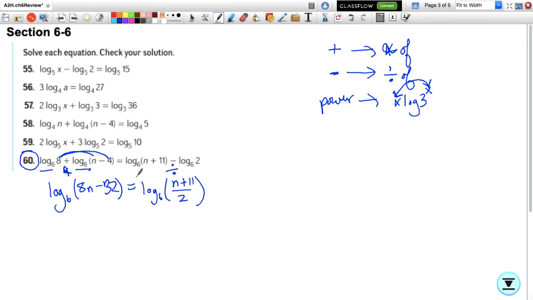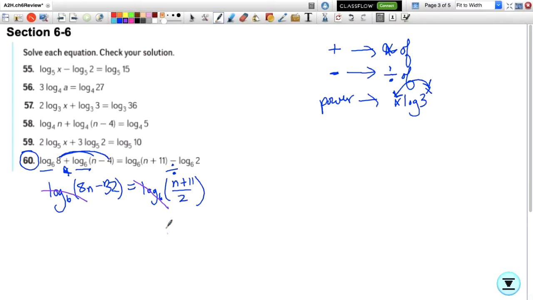Now, since this side is as simplified as it can be and this side is as simplified as it can be, you have to make a choice. If you have a log equals the same log, you can cancel out each of those logs and keep going. If you had a log equals a constant, let's say there was the number 3 over here, I would need to rewrite my problem in exponential form and then go from there. So I want to be really clear with you. When you have log equals log, they just cancel. But if you have log equals number, change the form into exponential and then keep going. So I get to cancel those out. So I'm left with 8n minus 32 equals n plus 11 over 2.